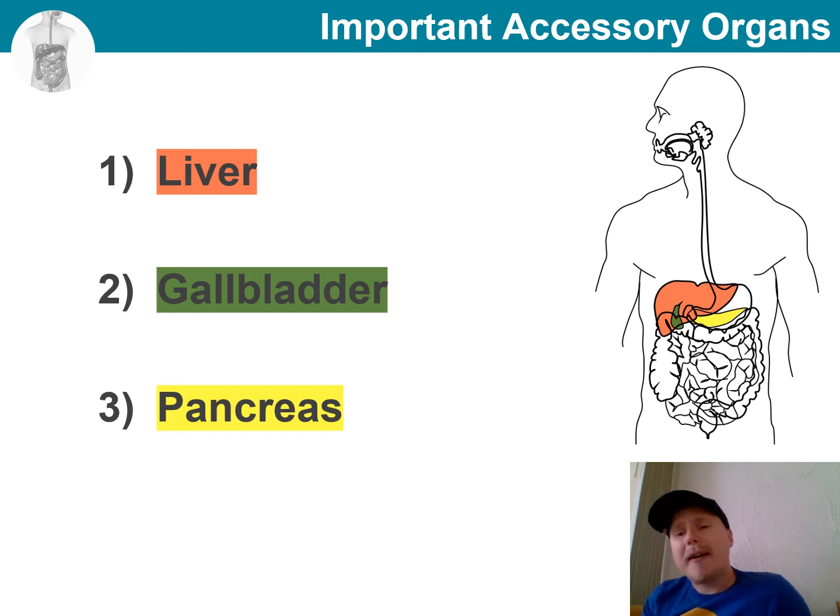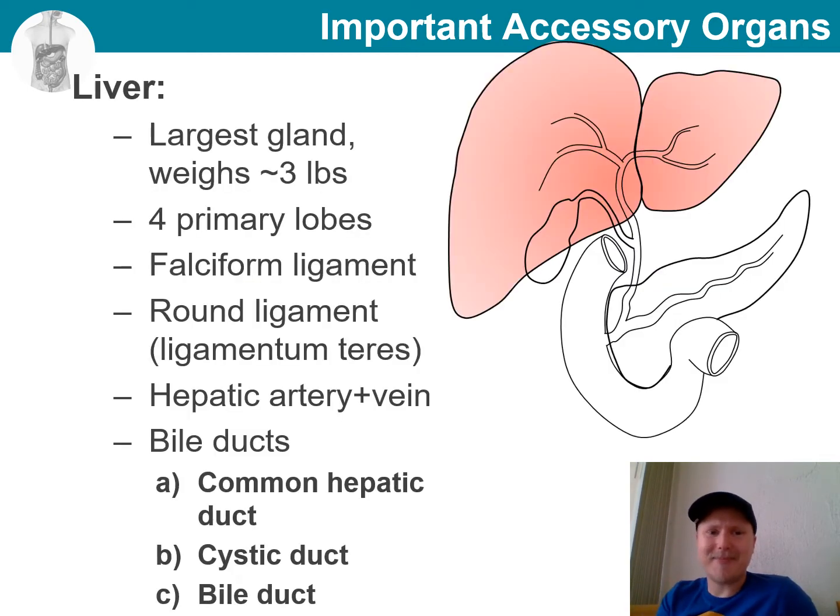So now it's time for us to look at the three important accessory organs: liver, gallbladder, and pancreas. We will talk about each of these and relate their functions to the digestive processes. Let's start with the liver. The liver is located at the upper right abdominal quadrant, below the diaphragm. It is the largest gland in the body, weighing around 3 pounds on average. It consists of 4 primary lobes: right, left, caudate, and quadrate.